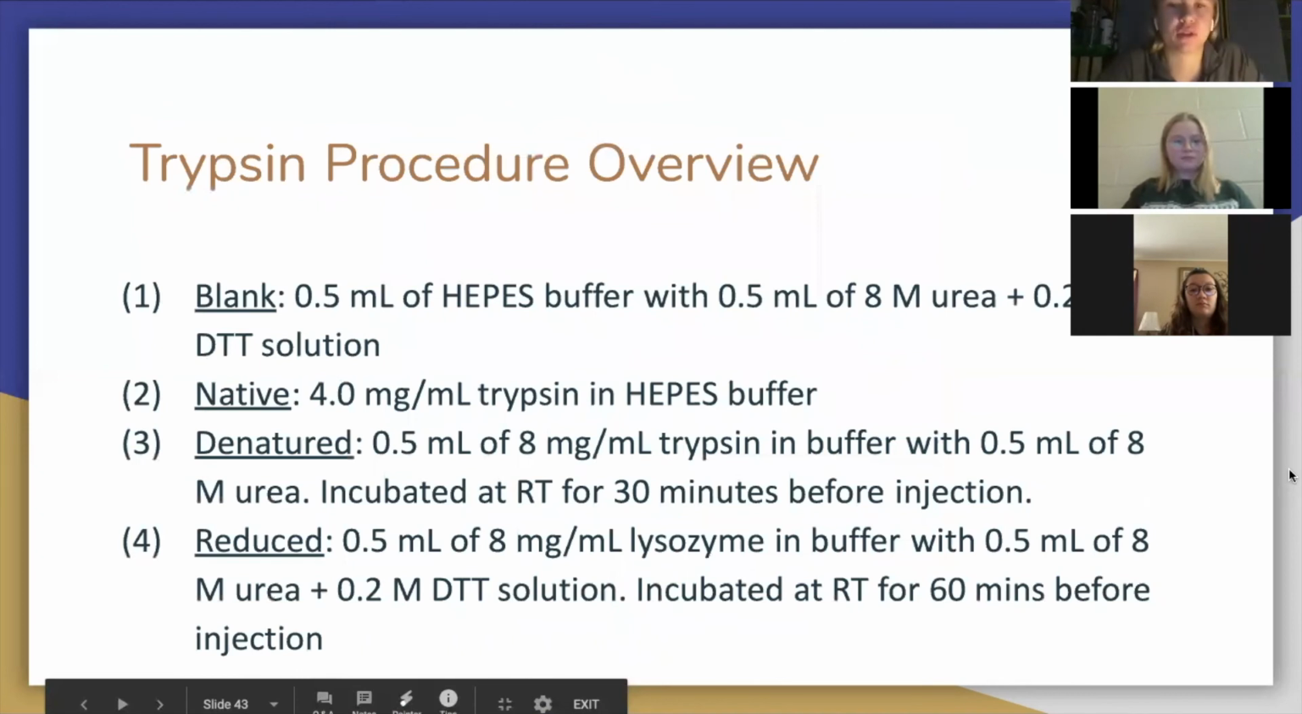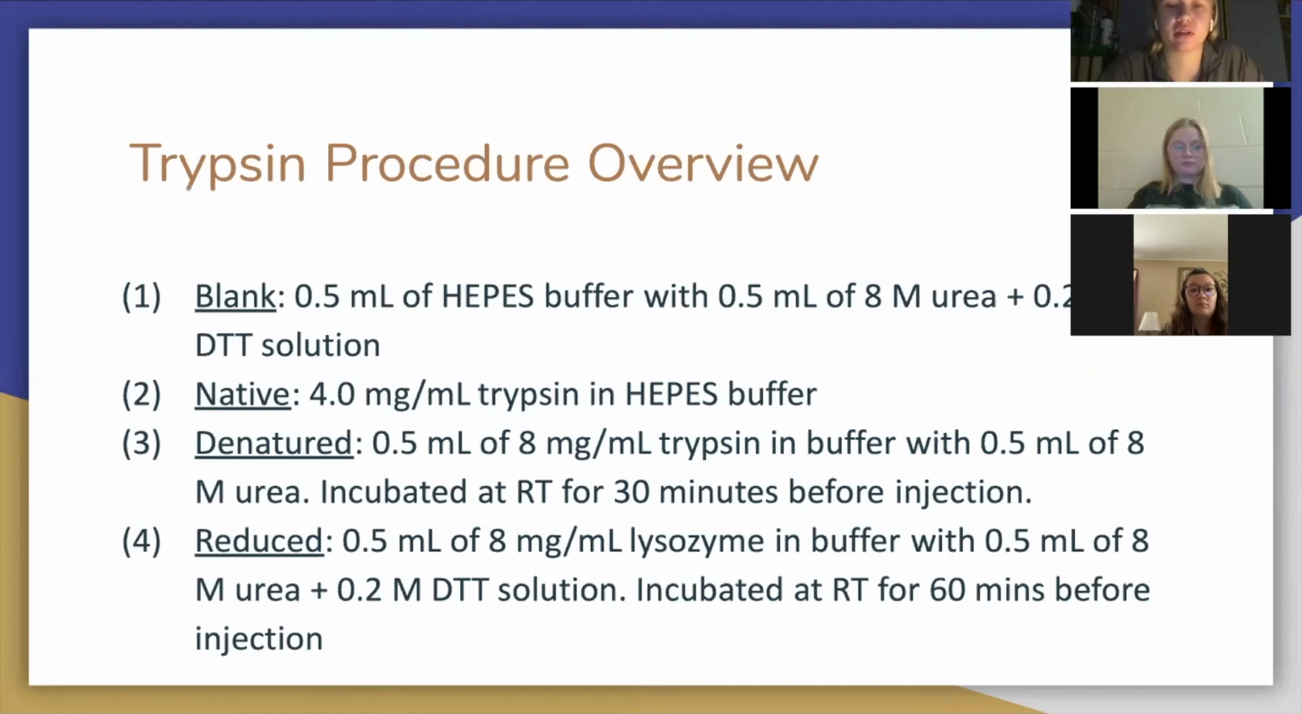So our trypsin procedure overview. The blank was made up of 0.5 milliliters of HEPES buffer with 0.5 milliliters of 8 molar urea plus 0.2 molar DTT solution. The native had 4 milligrams per milliliter trypsin in HEPES buffer. The denatured had 0.5 milliliters of 8 milligrams per milliliter trypsin in buffer with 0.5 milliliters of 8 molar urea. This was incubated at room temperature for approximately 30 minutes before injection.